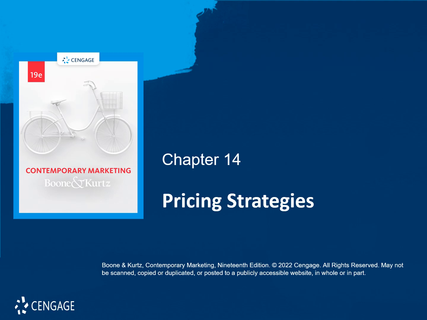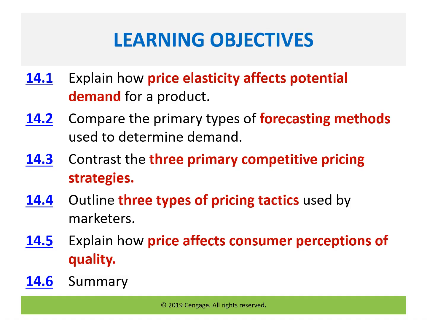We go now to chapter 14, which is all about pricing strategies. This chapter aims to explain how price elasticity affects potential demand for a product, compare the primary types of forecasting methods used to determine demand, contrast the three primary competitive pricing strategies, outline three types of pricing tactics used by marketers, explain how price affects consumer perception of quality, and then the chapter summary.